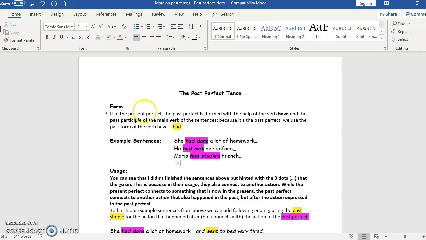Okay, let's first have a look at the form of the past perfect. Like the present perfect, the past perfect is formed with the help of the verb have and the past participle of the verb of the main sentence.